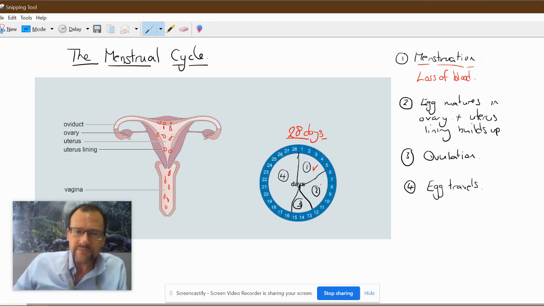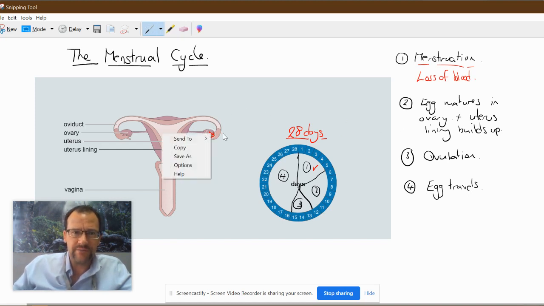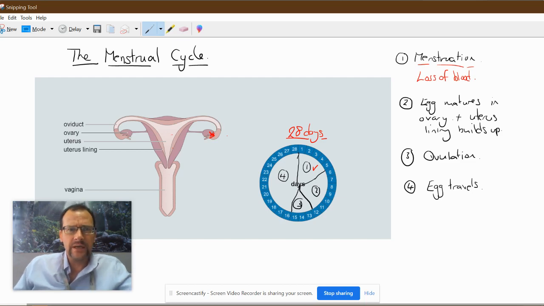Stage two, the body then is starting to prepare for the next cycle. So, let's wipe off the blood because there is no longer a loss of blood here. What happens is an egg is maturing in the ovary. Not released yet, it's just maturing. And in this maturing egg, stimulus happens, and we start then to build up again the uterus lining. So this is stimulating the uterus to start building up, preparing for a new potential pregnancy.